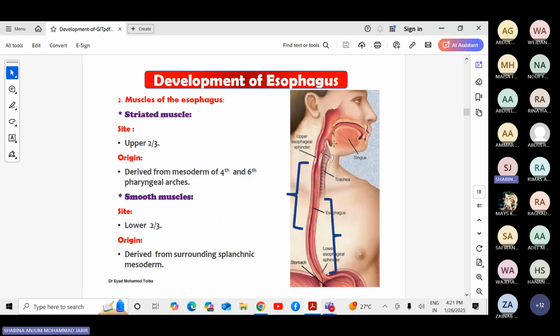What about the muscles of the esophagus? We already know there are two types of muscles, striated and smooth. The striated muscles in the upper part will develop from the mesoderm of the fourth and fifth pharyngeal arches. If you have studied the development of the head, neck, and face, you know there are six arches. So the fourth and fifth pharyngeal arches will give rise to the striated muscles of the esophagus. And in the lower part, these muscles will develop from the splanchnic mesoderm.